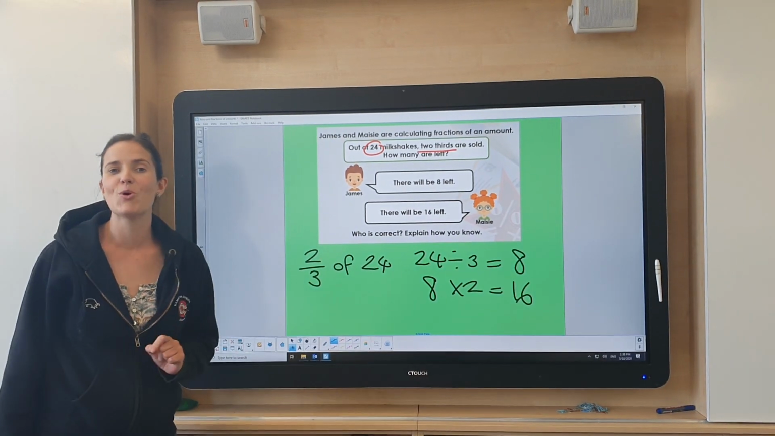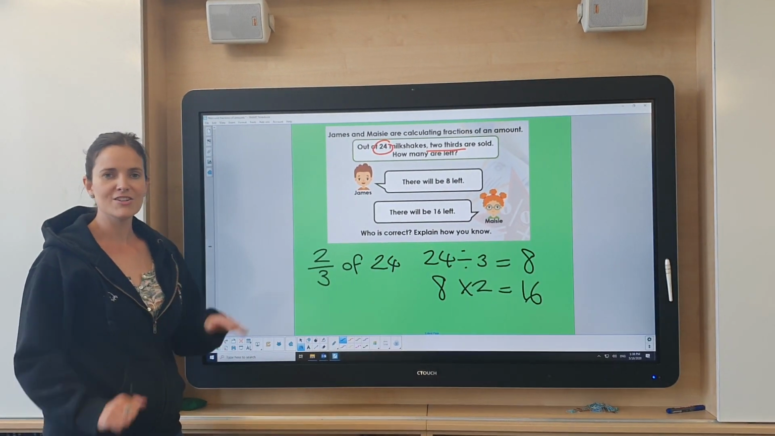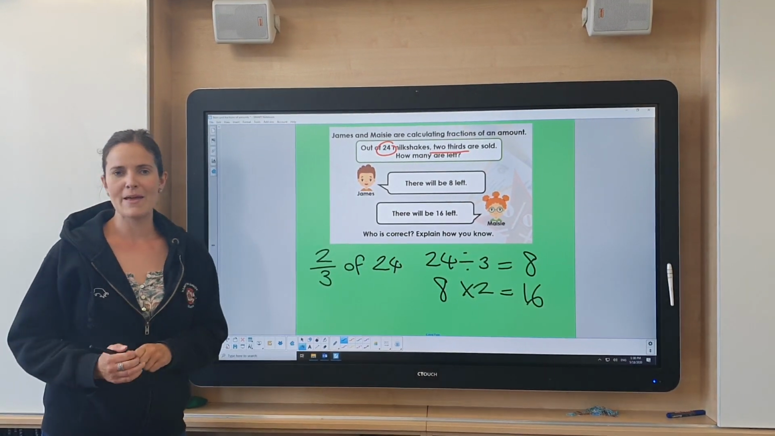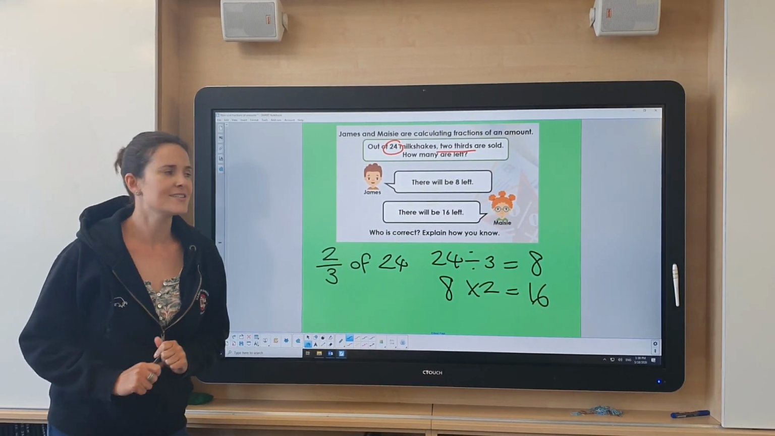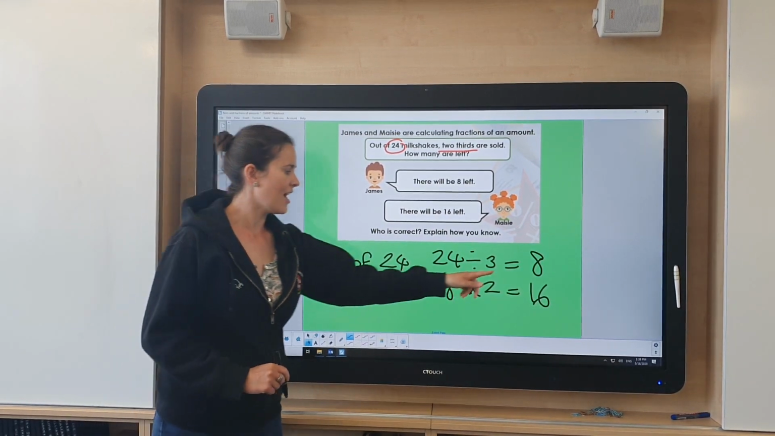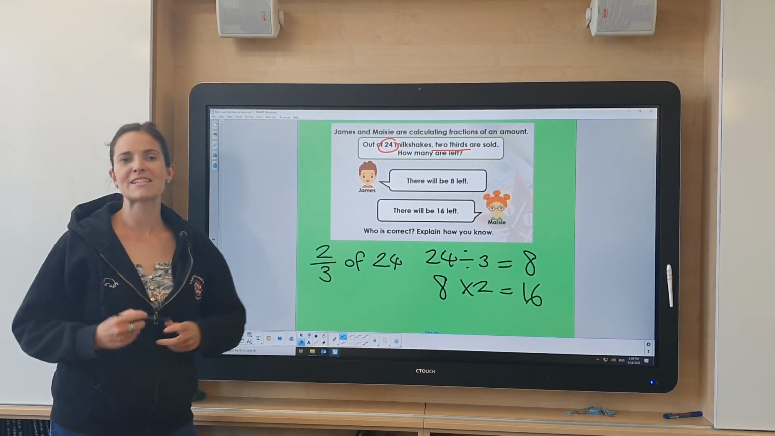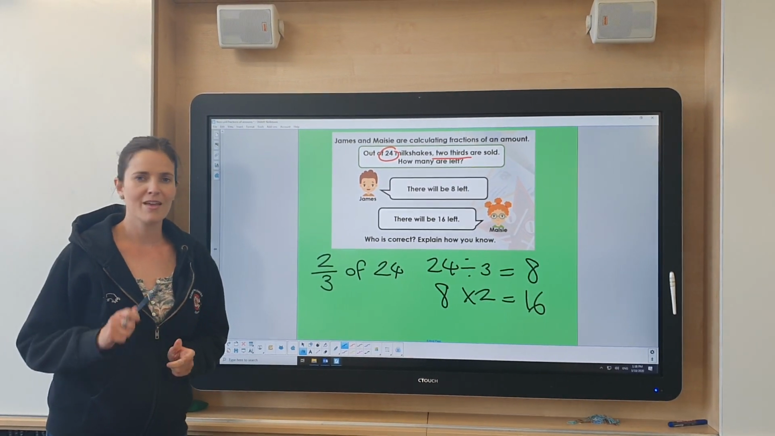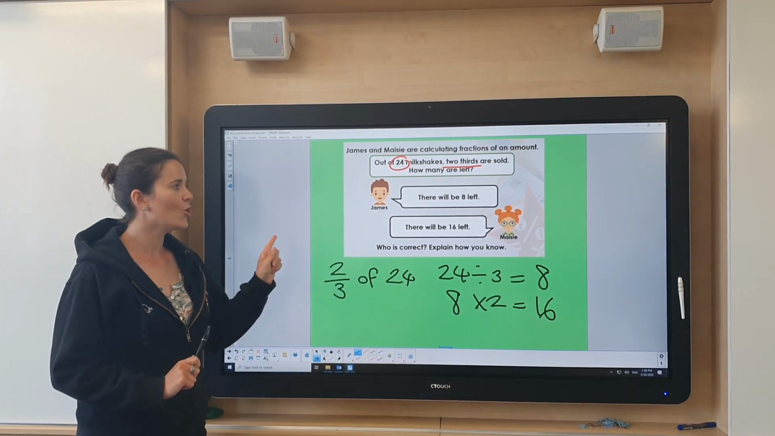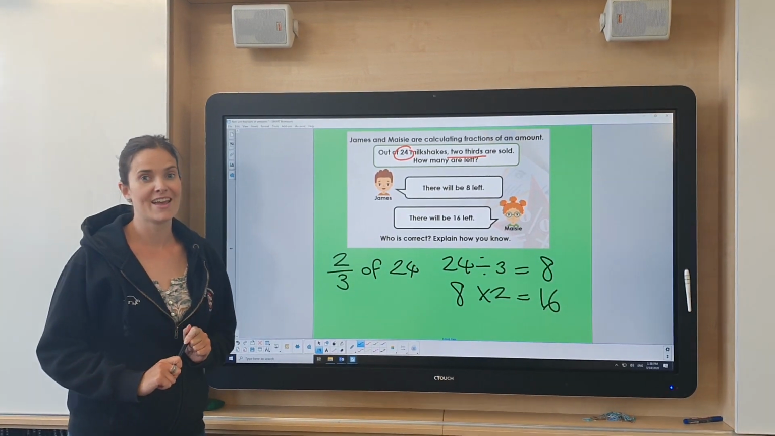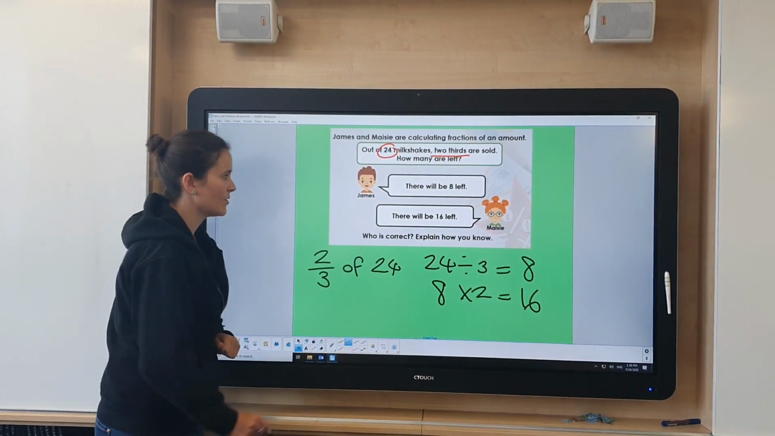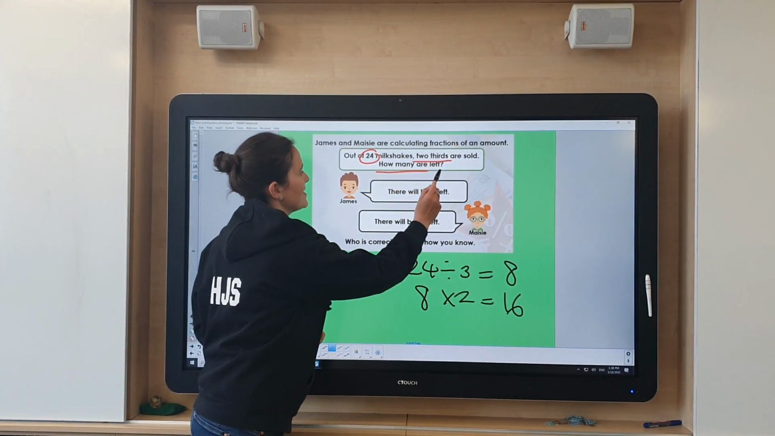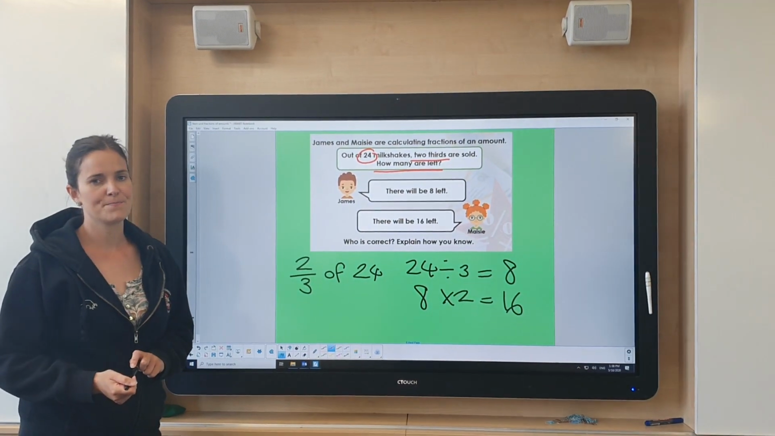Now, this is the point where lots of people stop thinking. And they look at the answers there and they go, well, James says 8, Maisie says 16, I've got 16 there, so that must be the right answer. And they put 16 in the answer box. Those people have not read the question very carefully. So, the question actually says, how many are left?